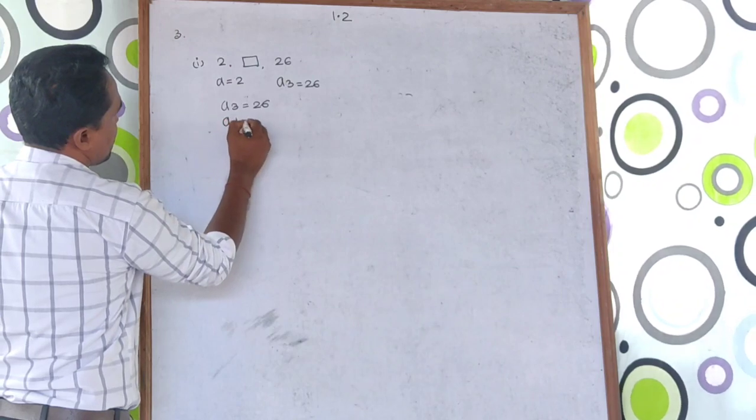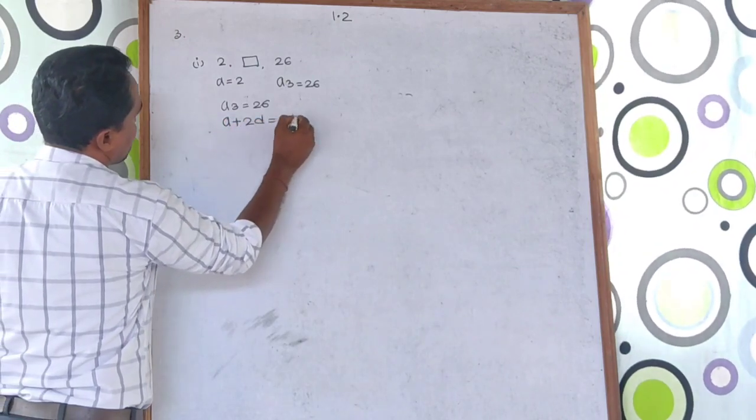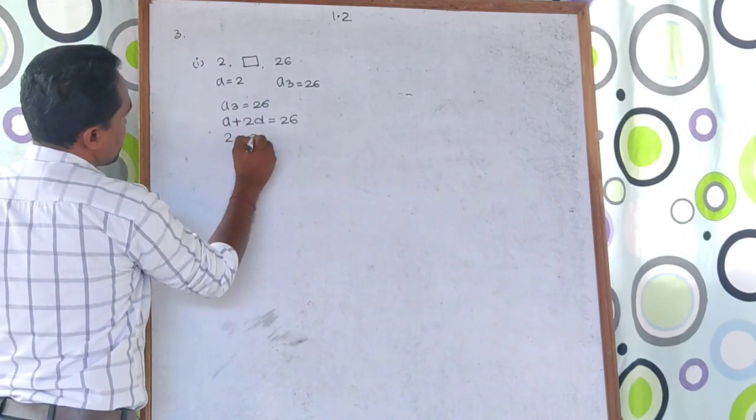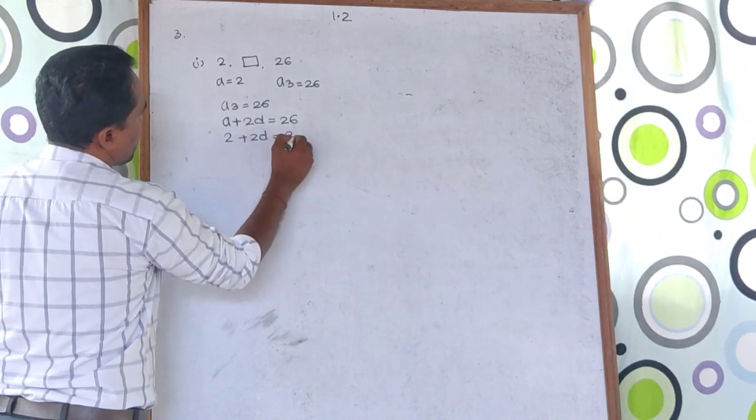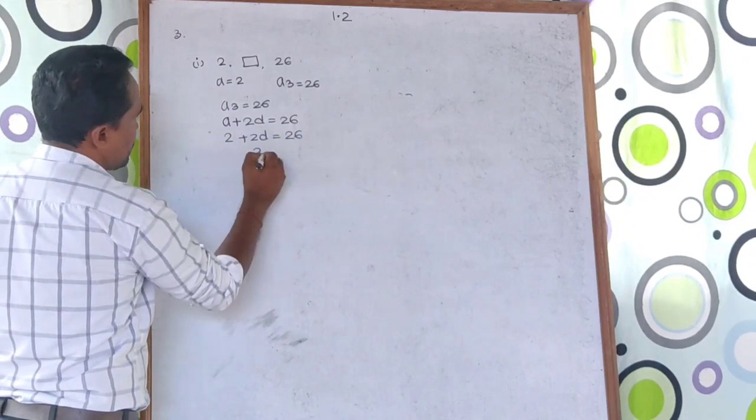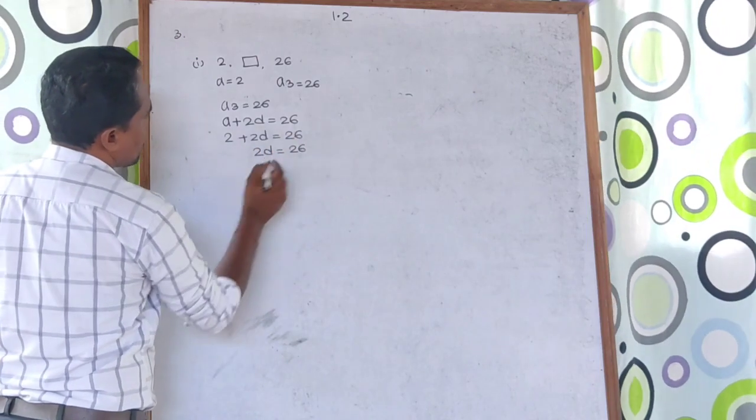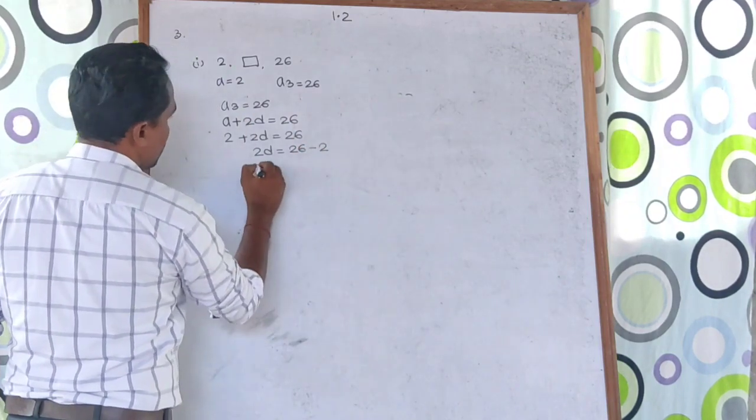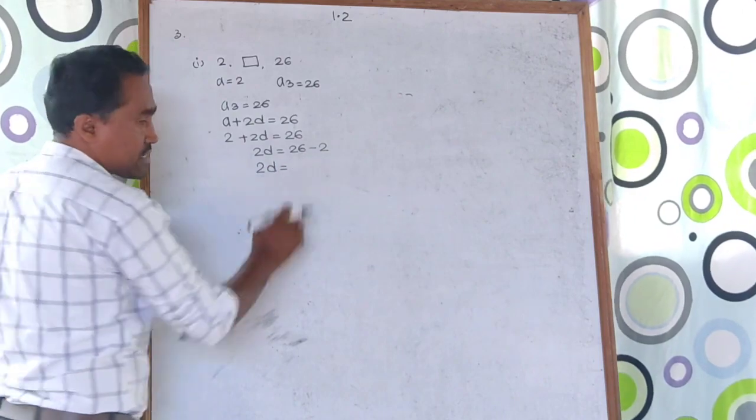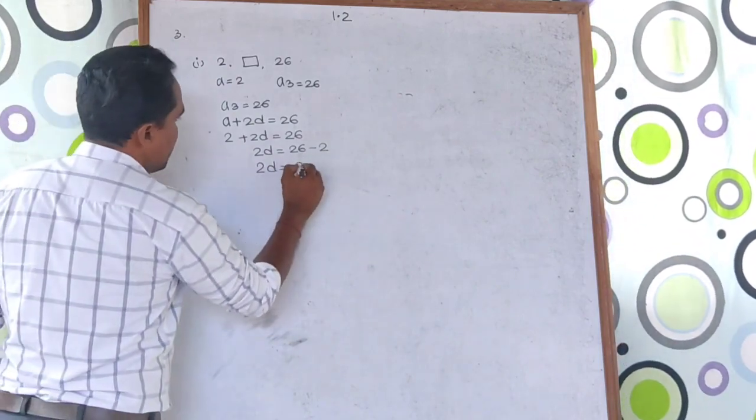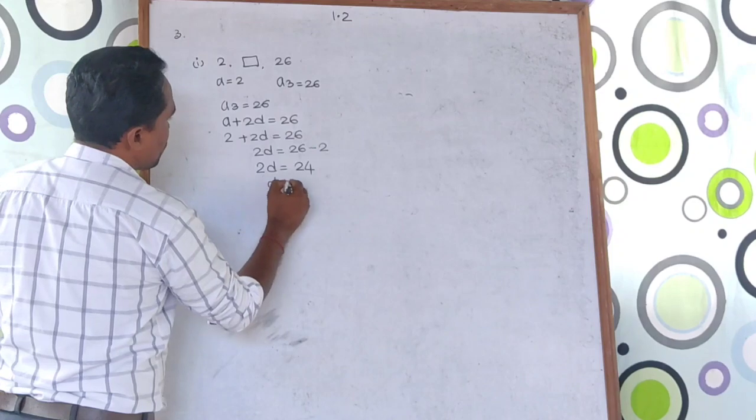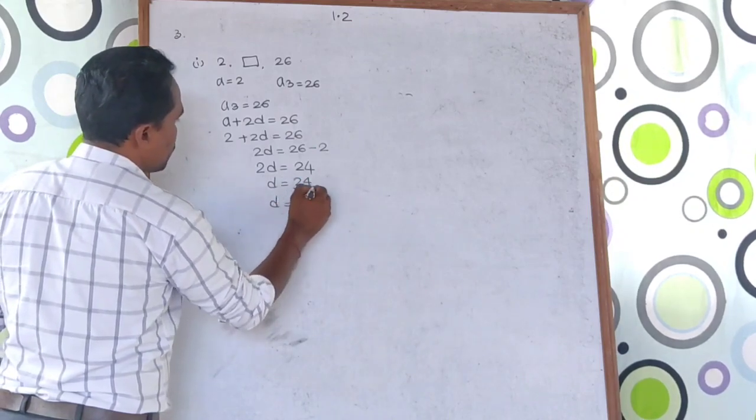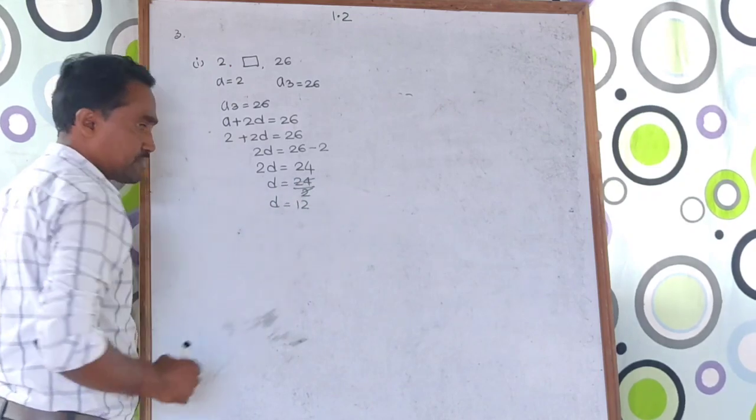A plus 2D equal to 26. Now substituting A equal to 2, 2 plus 2D equal to 26. Now 2D equal to 26, I will take plus 2 to the right hand side, it will become minus 2. So 2D equal to 26 minus 2 equal to 24. D equal to 24 by 2. D equal to 12.